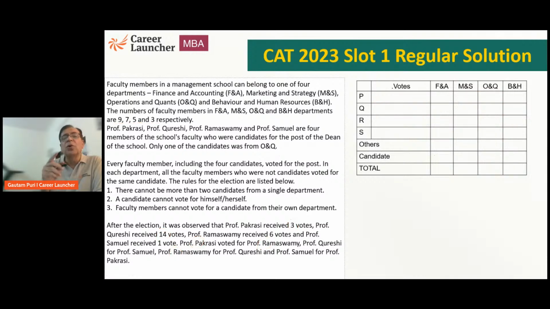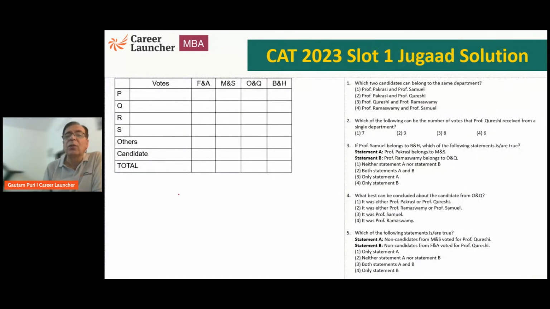But let's look at the Jugaad solution. Okay. Let's go to the Jugaad solution. What is the beauty of the Jugaad solution? We will pick information from the questions also. Let's look at the questions.